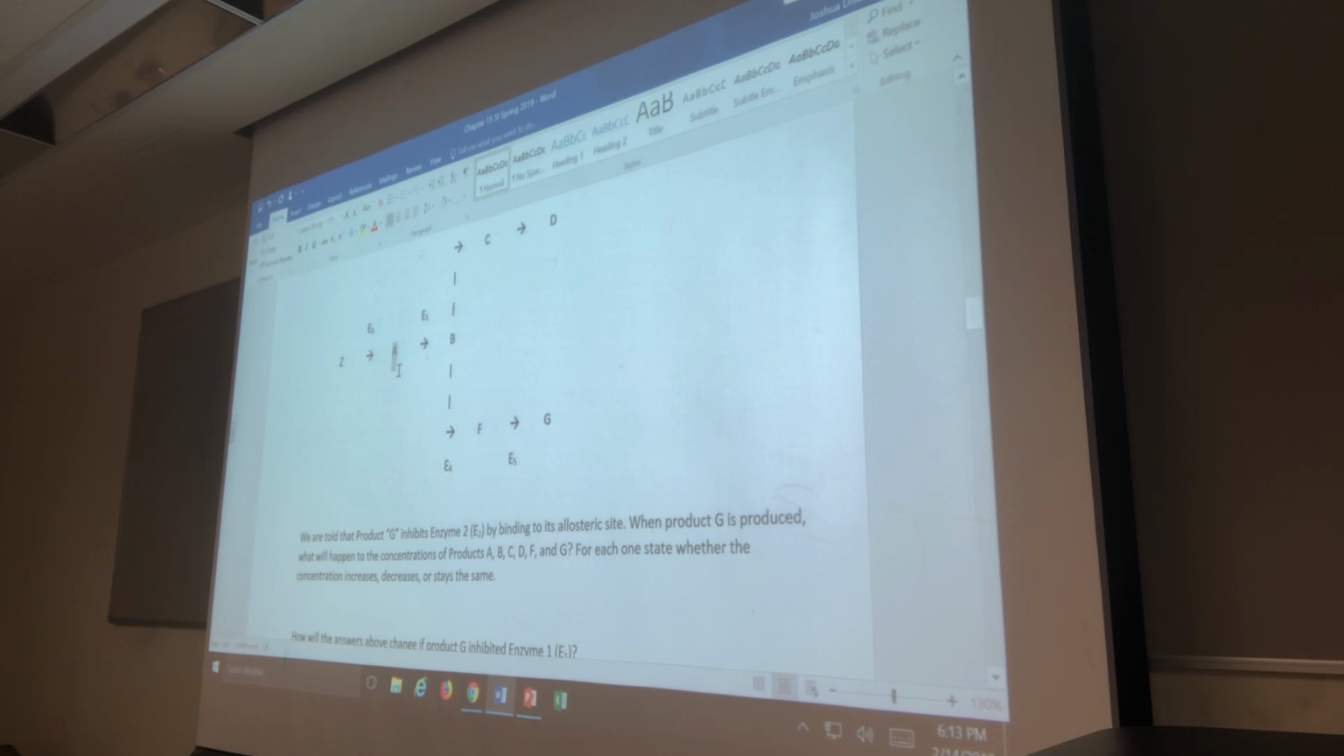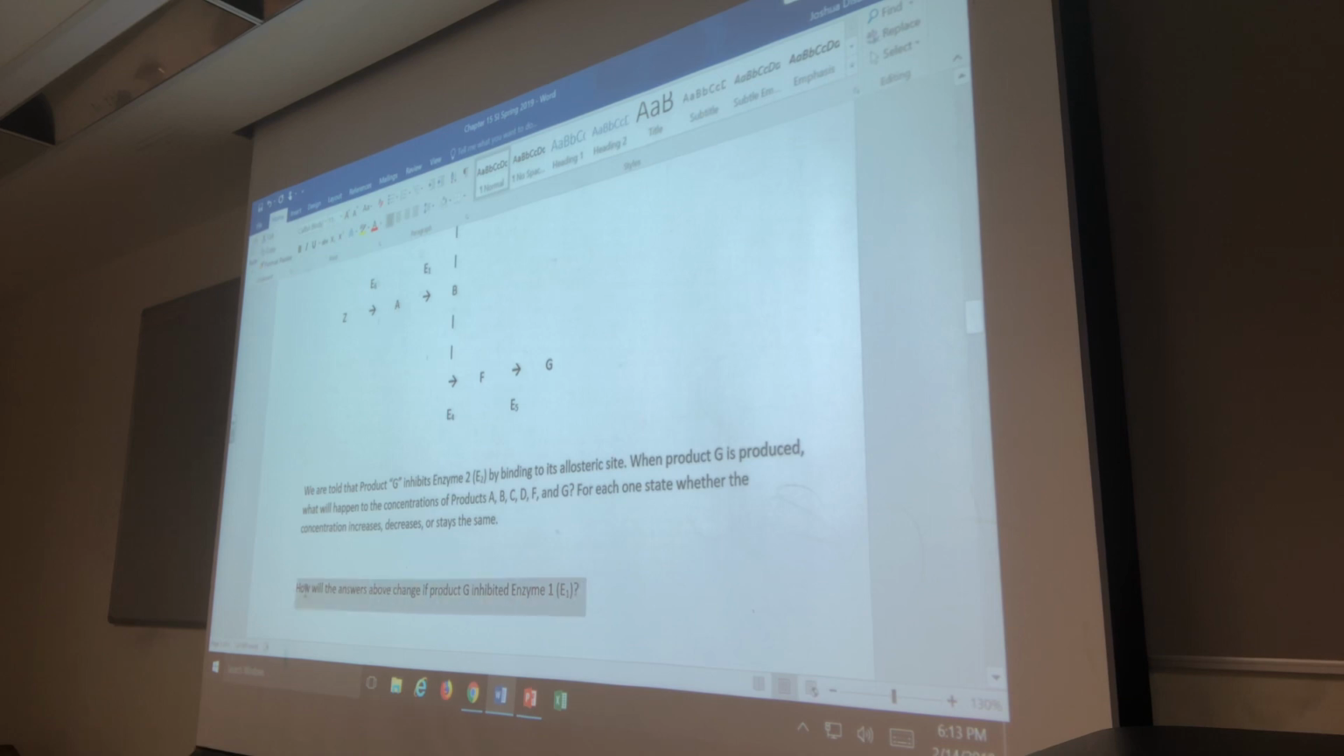Let's see if there's anything else here. Usually this is presented, well actually, definitely, this is presented as a multiple choice question. Yes? What happened to C, D? Yes, C, D, F, and G, and B. Basically everything after enzyme 1 will decrease because you're inhibiting enzyme 1. And again, for those listening on the video, we're answering the second part. The question here is how will all your answers that you made above change if product G instead inhibits enzyme 1?